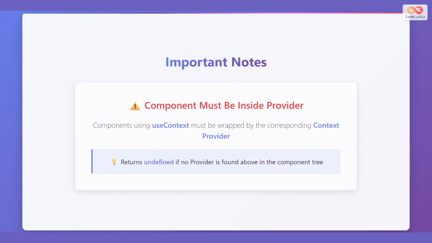It's crucial to remember that components using the useContext hook must be wrapped by the corresponding context provider. If no provider is found higher up in the component tree, the useContext hook will return undefined.